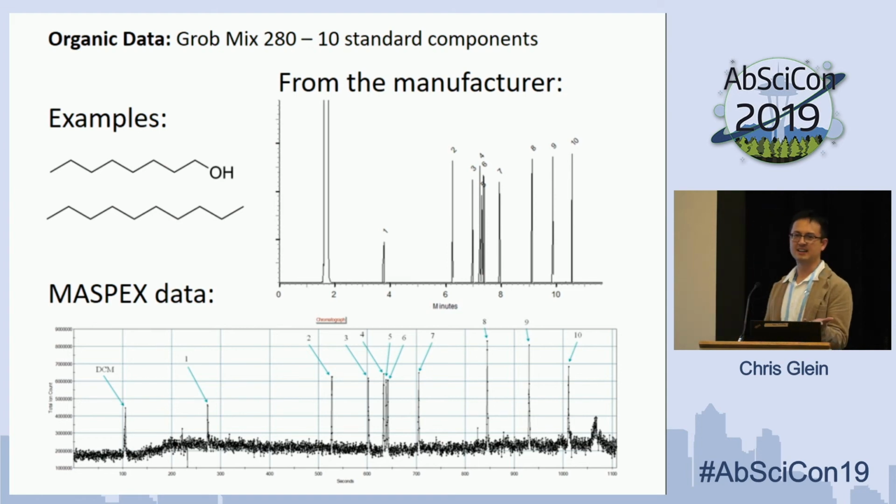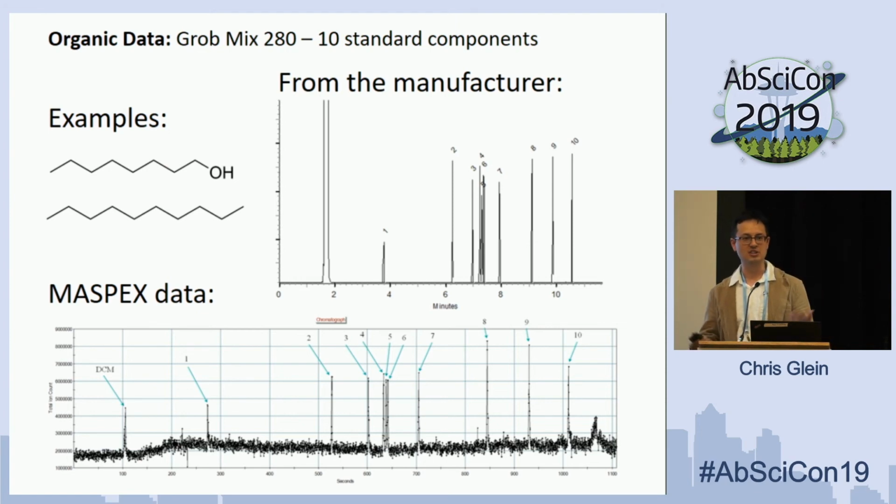And I mentioned organics are of great interest too. So here's some data we've generated from IC2 so far. This is a standard mixture called Grove mixture, which contains a suite of nonpolar or weakly polar organics. The examples I'm showing here are 1-octanol and decane. This is what the manufacturer sends to us. This is the MASPEX data. So we're able to reproduce with similar efficiency what you can do in the conventional laboratory.